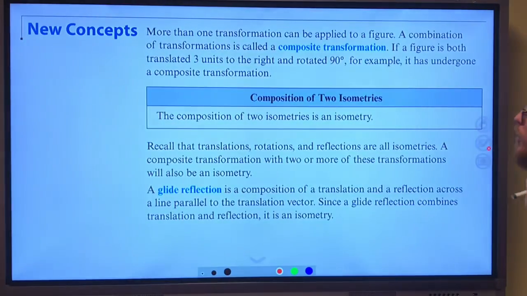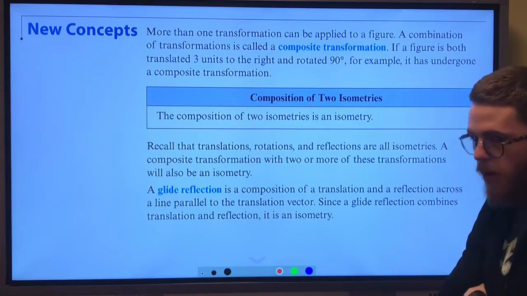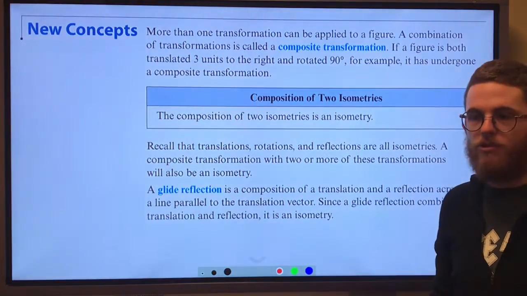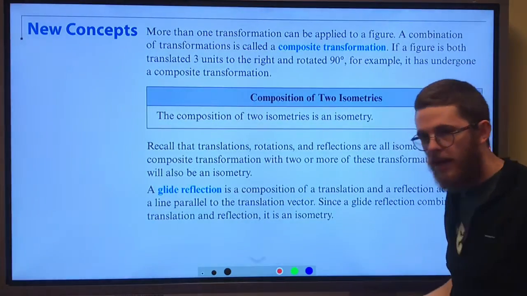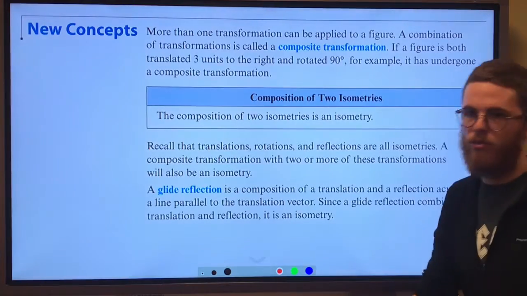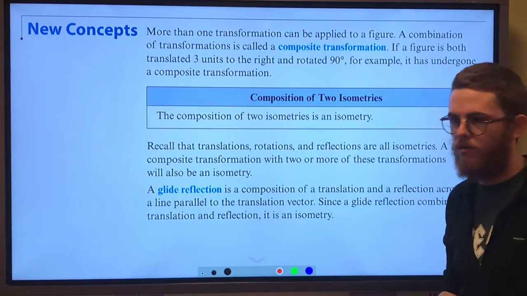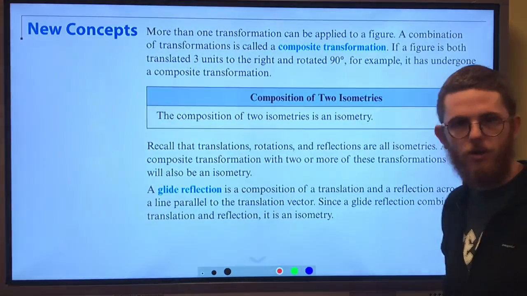All right, well, we are looking at composite transformations today. Now, a composite transformation is multiple transformations. And so that is possible. You don't just have to perform a reflection. You could do a reflection and then a translation, or a reflection then a rotation, or you can do multiple transformations. This is what I'm saying.